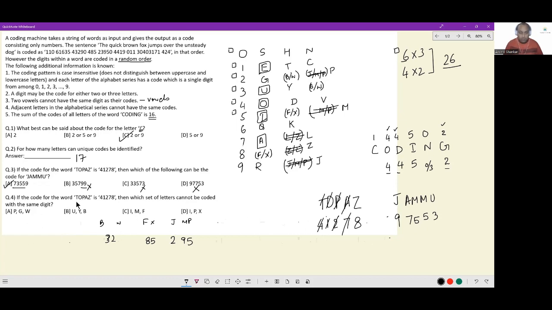Next, if the code for the word topaz is 41278, which is the same thing, which set of letters cannot be coded with the same digit? PGW is possible. They can be coded with the same digit. UYB can be coded with the same digit. IMF, you can have digit 5 replacing all these 3. IPX is no longer possible because I is definitely 5 and P is definitely 2. So the answer to this question has to be option D.